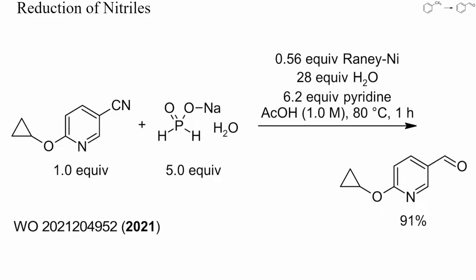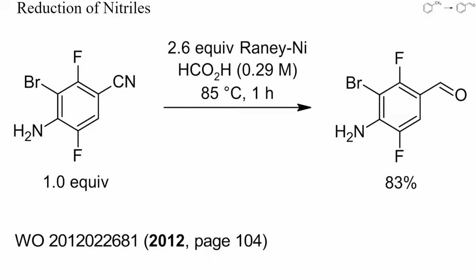In this example, sodium hypophosphite was the reducing agent and Raney-nickel the catalyst. Although cyclopropanes are often cleaved by hydrogenolysis, this did not occur here, despite the high reaction temperature. Although Raney-nickel is usually generated and used under alkaline conditions, in this example a benzonitrile was hydrogenated with this catalyst in neat formic acid, which also served as hydrogen source.